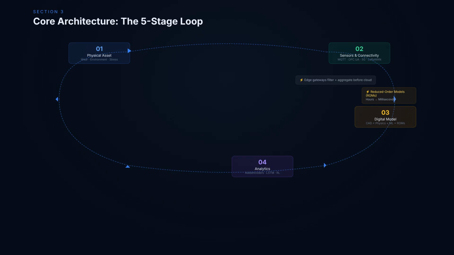Stage 4 is analytics. Autoencoders catch anomalies. LSTM networks predict remaining useful life. Reinforcement learning runs what-if scenarios. Stage 5 is action. Closed-loop control. Operator alerts. Design feedback. The loop closes. The physical asset changes. The twin updates. And it starts all over again.